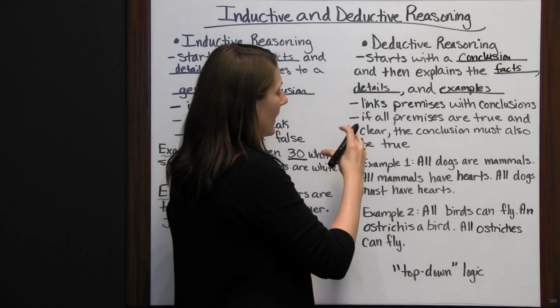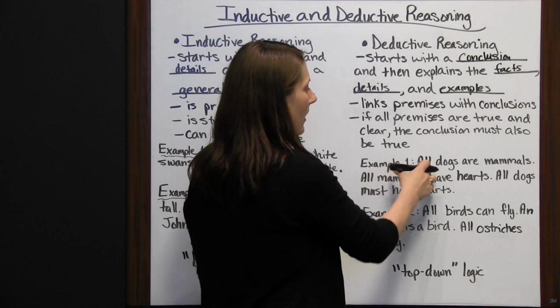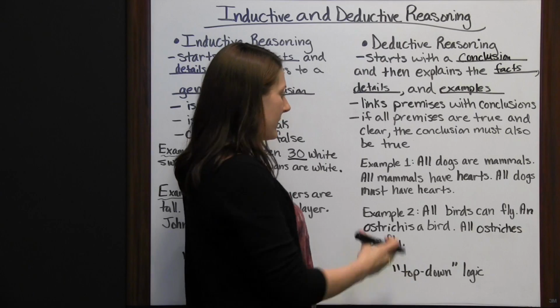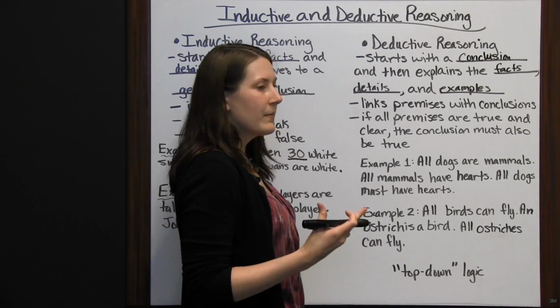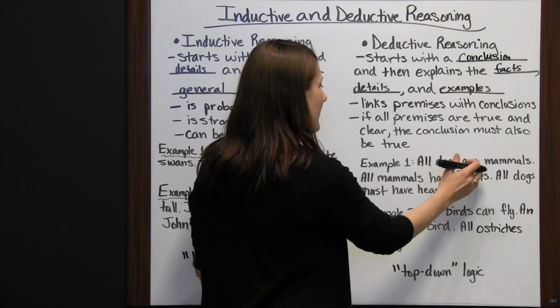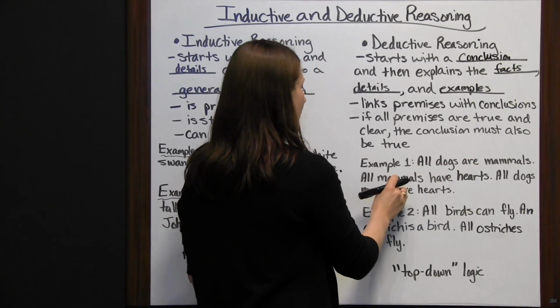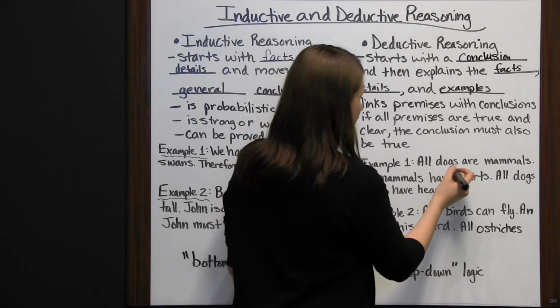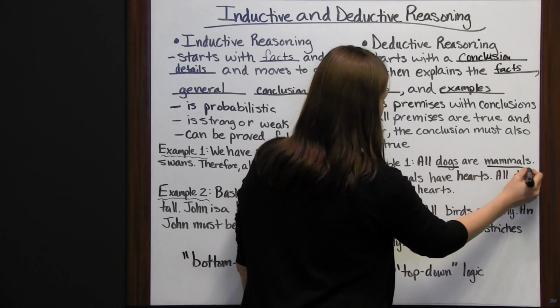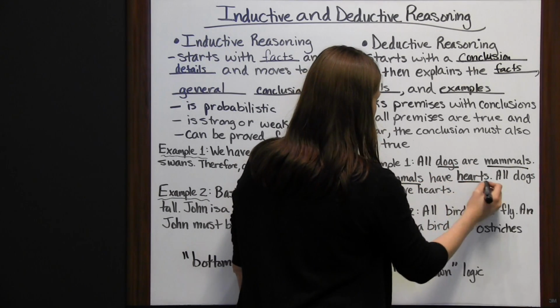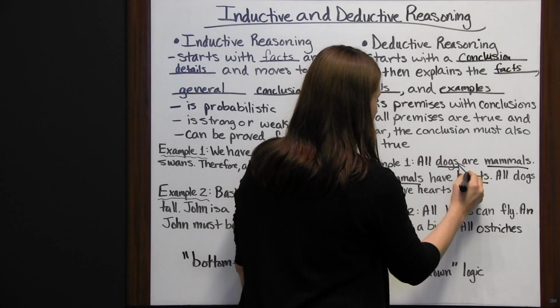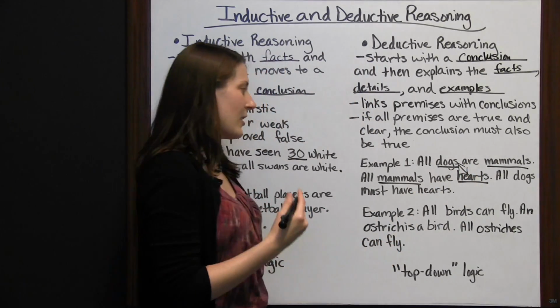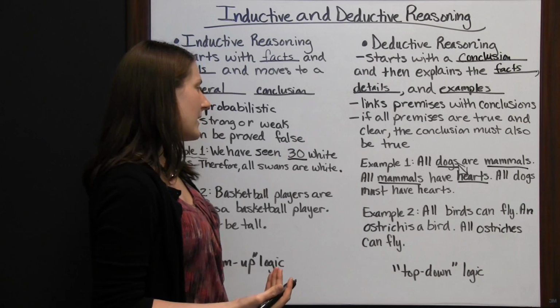So you start with this one. All dogs are mammals. Okay. All mammals have hearts. Okay. So based on the fact that all dogs are mammals and all mammals have hearts, all dogs must have hearts. So you've got dogs are mammals and mammals have hearts, which means that dogs must have hearts since they are mammals and all mammals have hearts.